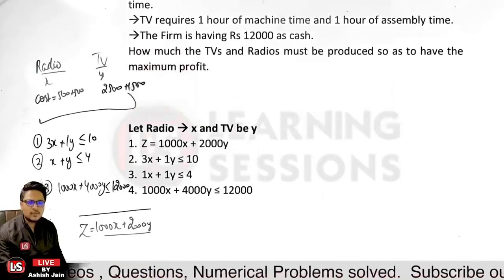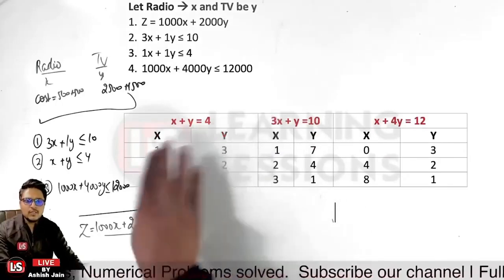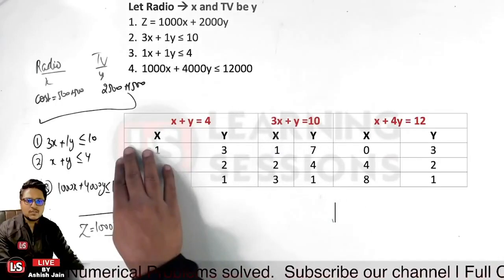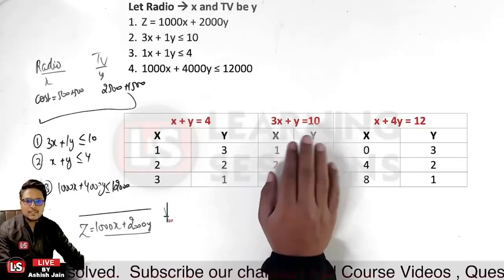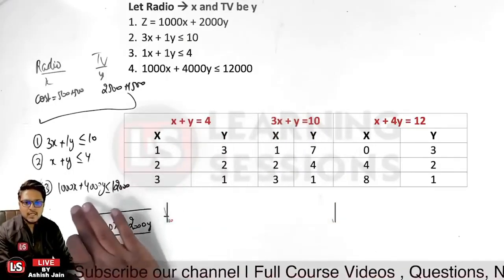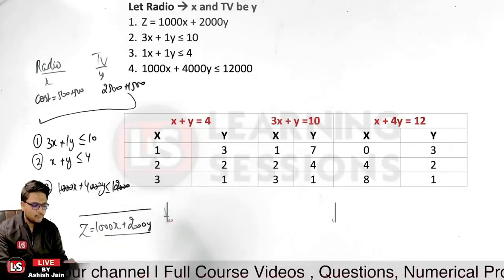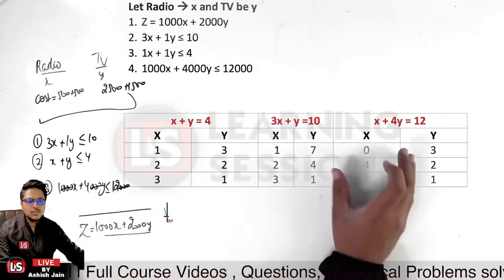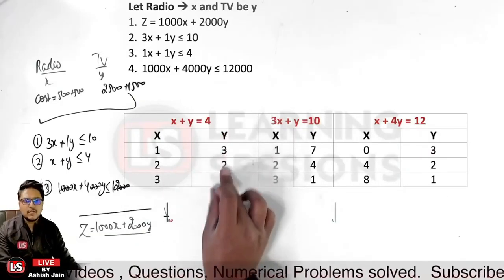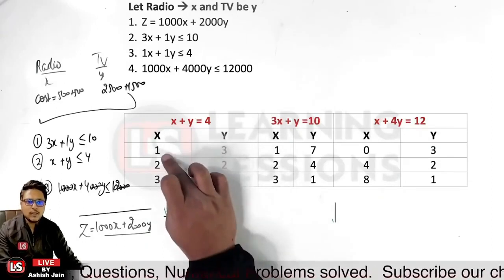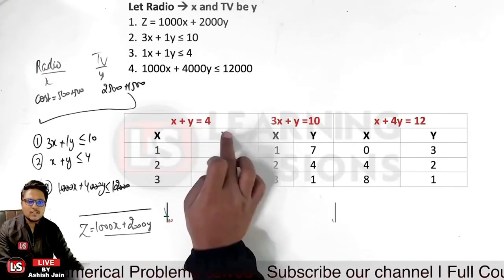In the graphical method, we have different linear equations and inequalities, and we will be solving for the values for the different lines. Over here we have three equations, converting the inequalities into equalities: x plus y equal to 4, 3x plus y equal to 10, and the last one, x plus 4y equal to 12. For different values of x, we calculate the value of y. So when x is equal to 1, y is equal to 4 minus 1, that is equal to 3.